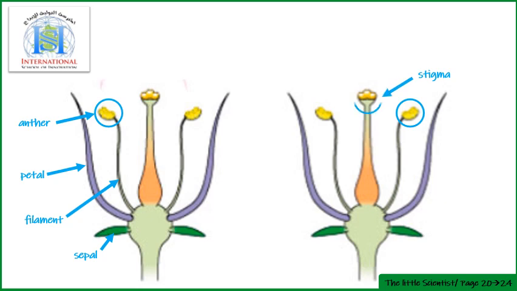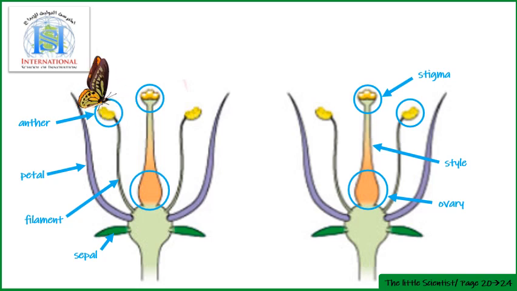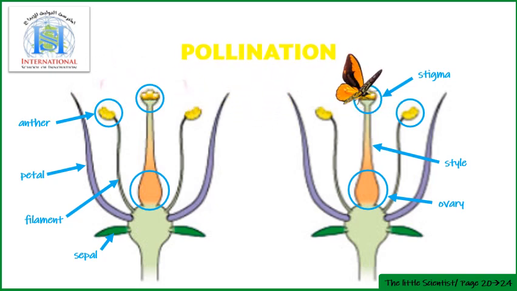The female reproductive organ, the carpel, is composed of three parts: the stigma, the style, and the ovary. Now, how does reproduction happen? It starts with the pollinator. This pollinator can be the wind, or an animal such as butterflies, bees, bats, or different kinds of birds. This pollinator moves the pollen grain from the anther to the stigma. This process is called pollination.